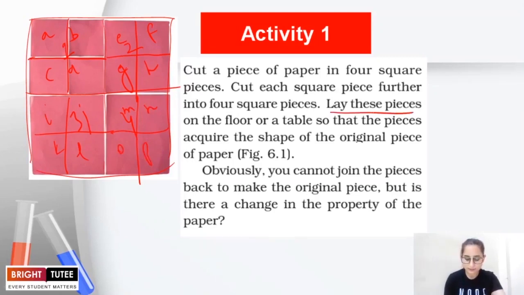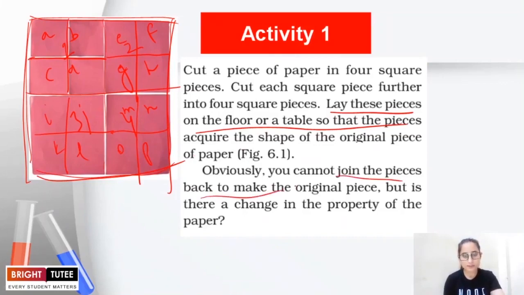Now lay these pieces on the floor or a table so that the pieces acquire the shape of the original piece. Now you have to arrange them so that they look like the initial stage of the paper as it was this, right? You have to arrange this in this particular same arrangement, right? Obviously, you cannot join the pieces back to make the original piece. But is there a change in the property of paper? Is there a change in the property?